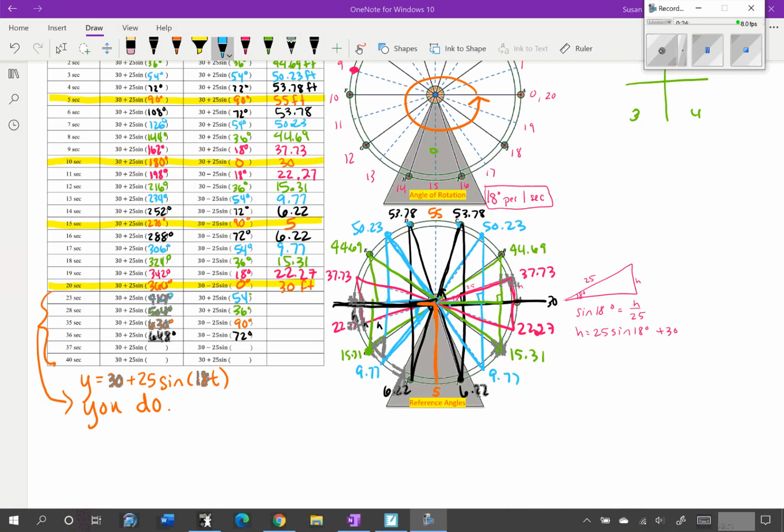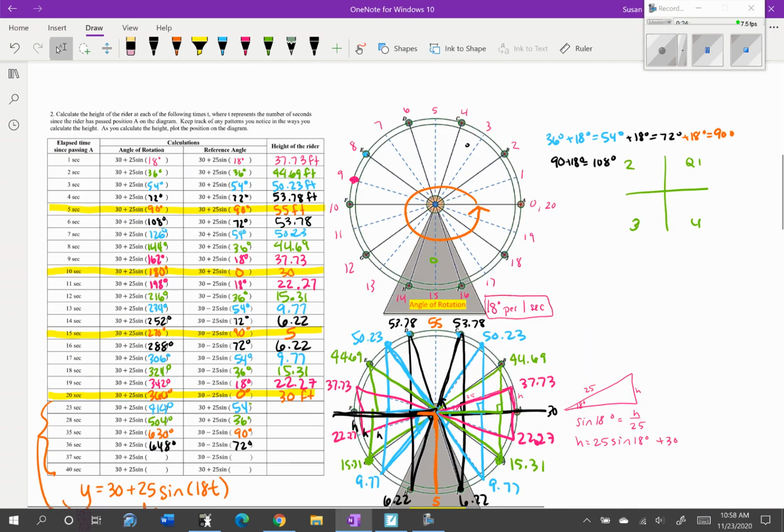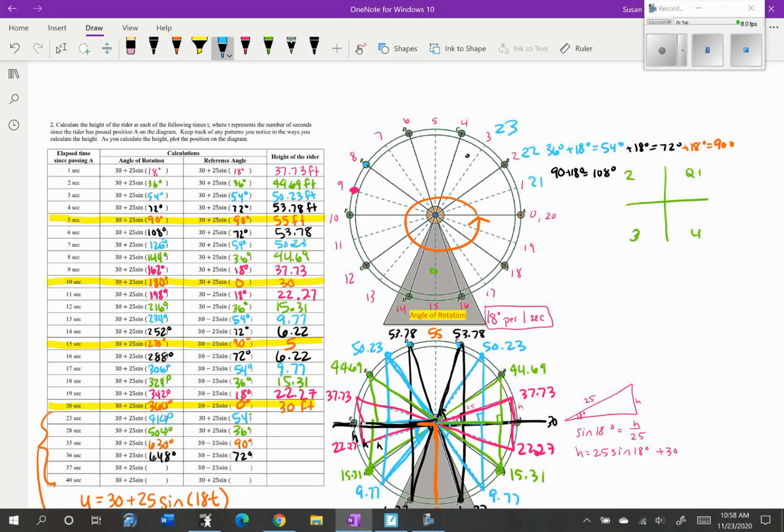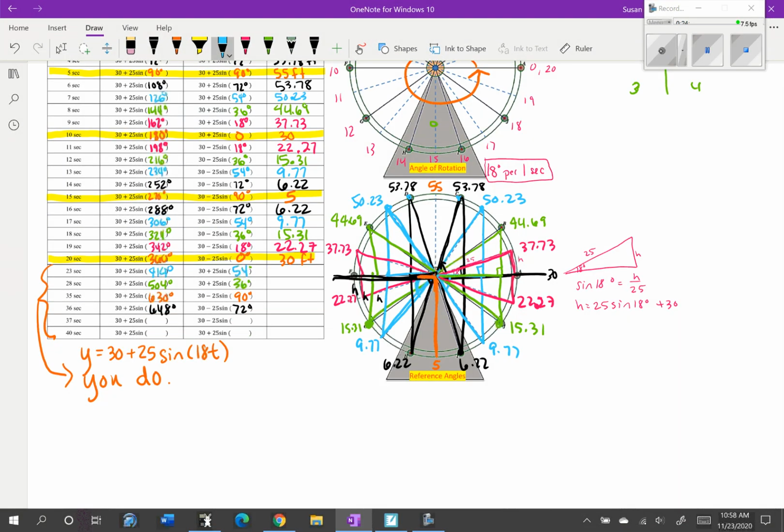So I just did the first few. 414 degrees would be for 23 seconds, because all I did was 18 times 23, which gives me 414. And again, it's 23 seconds. So if all the way around to here is 20 seconds, this would be 21, 22, 23. So I know that's going to be the same as 3 seconds, which is the 54, the blue triangle. So the 54 degrees for the reference angle gives me 50.23.